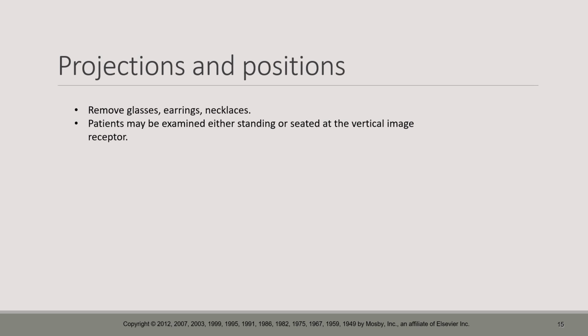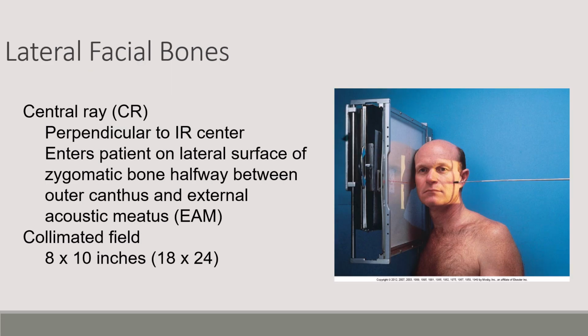Earrings more in a lateral, and then glasses and necklaces more in our APs and our AP axials. And again, preferred positioning is easier on the patient if the patient can tolerate standing or sitting at the vertical image receptor.